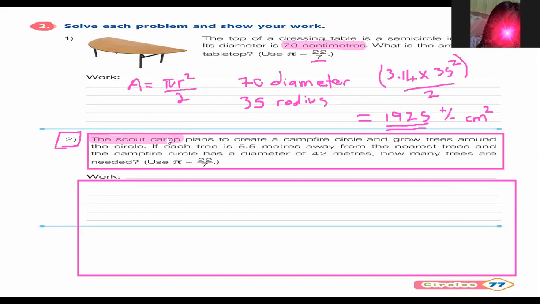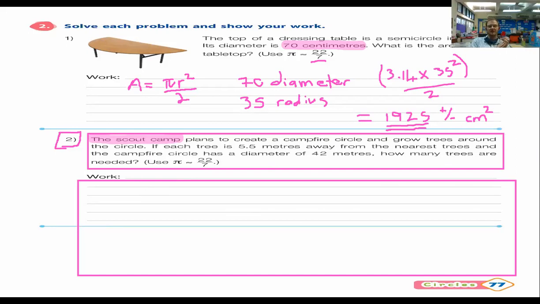The scout camp plans to create a campfire circle and grow trees around the circle. If each tree is 5.5 meters away from the nearest tree, and the campfire circle has a diameter of 42 meters. How many trees are needed?